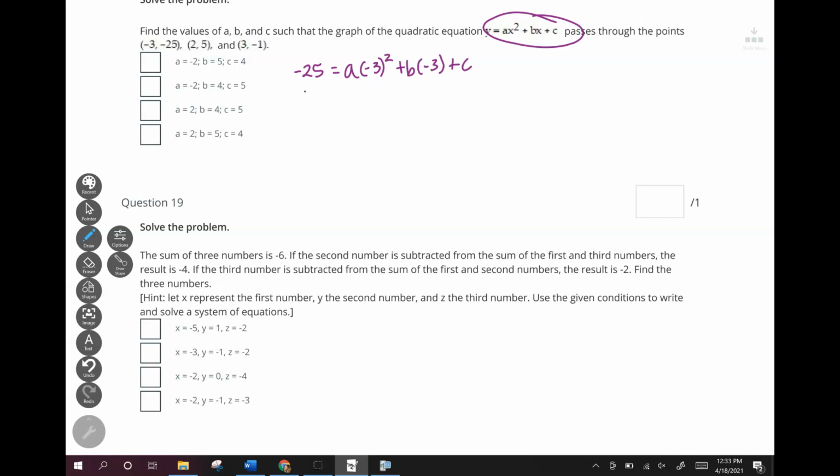Now use the second point, and the third point. So plug in x for x and y for y all 3 times. Now I'm going to simplify that a little bit, actually squaring the numbers and whatnot.